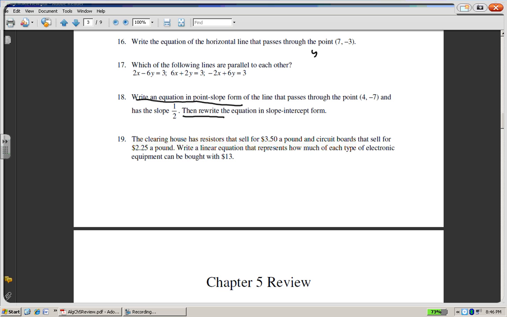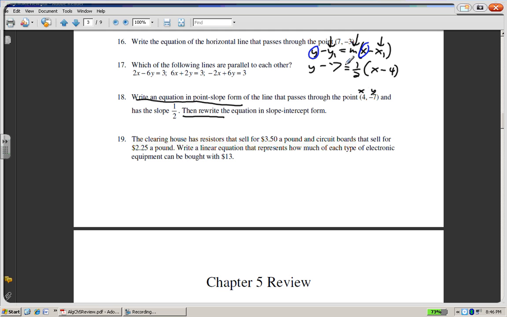Okay, so y minus y1 equals m times x minus x1. Remember that we plug in numbers in the y sub 1, m, and x sub 1 slots. We leave the x and y alone. We do not plug anything there. So this is my x, this is my y. I have y minus y1, which is negative 7, equals m, which is 1/2, times x minus x1, which is going to be 4.